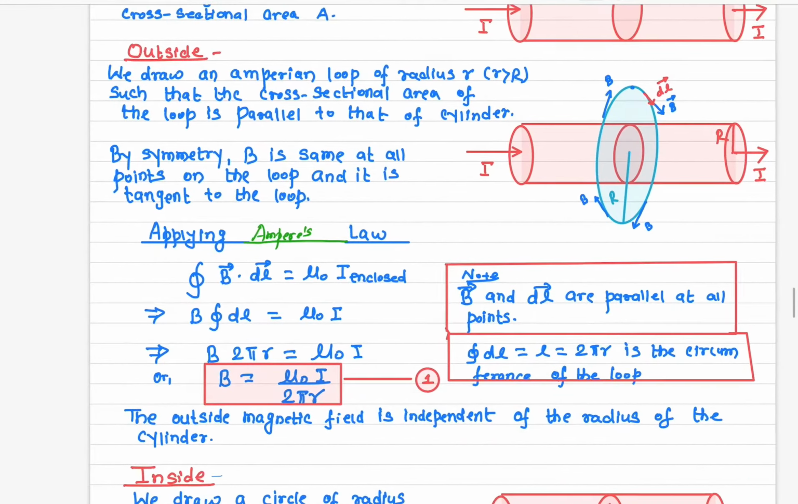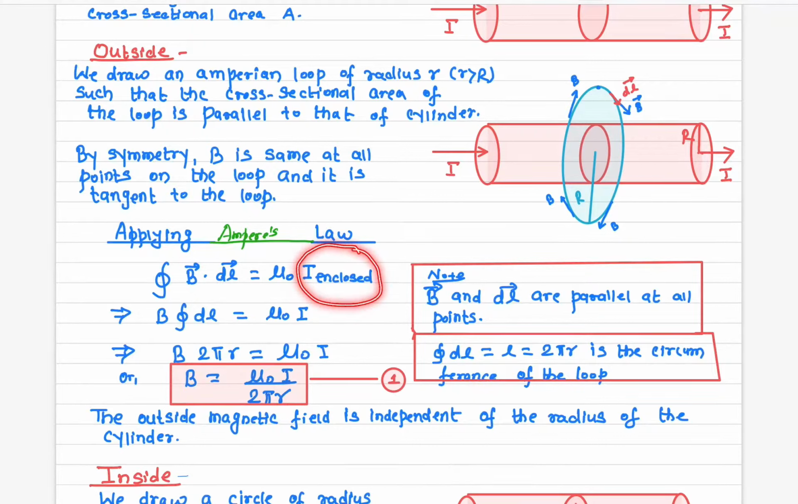Okay, and mu naught I enclosed, what does this mean? What is the current that is enclosed by this Ampere loop, or this closed loop here? So if I have chosen this loop, then the total current that is passing through this loop is I. Because I amount of current is passing through the cylinder, which is also passing through this loop here. So I enclosed is equal to I.